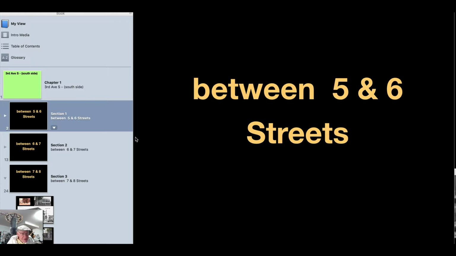I've divided the city downtown into streets, the north side of the streets and the south side of the streets, and the east side of the street, or the avenues, into the two different sides. And here we're talking about 3rd Avenue, the south side of 3rd Avenue. The first one I've got is between 5th and 6th Street. So we'll just move along here, hopefully.